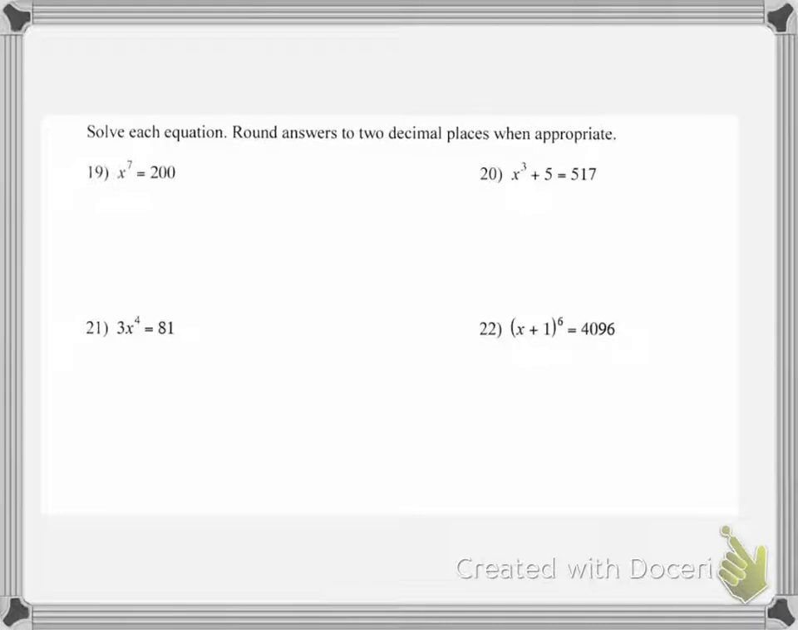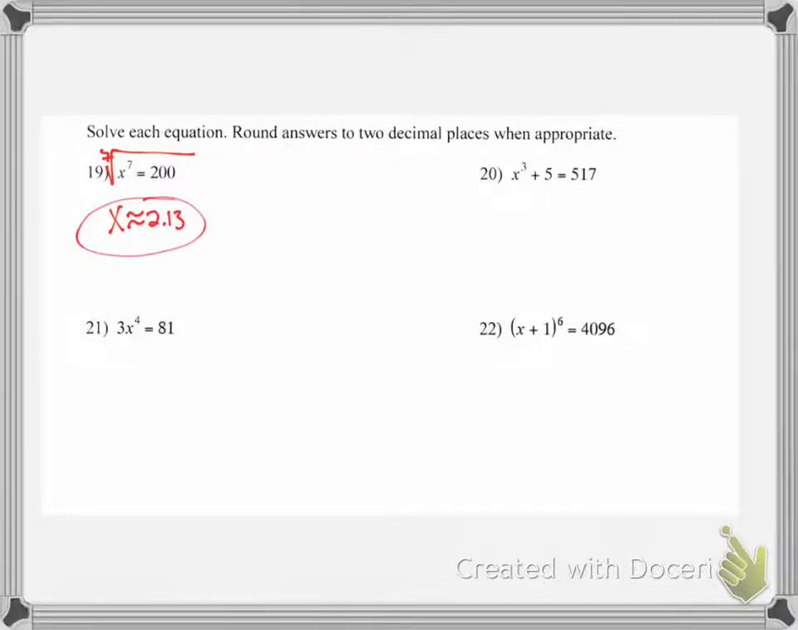So let's start with number 19. x to the 7th equals 200. Not a whole lot to do here. If I want to get rid of a 7th power, that means I have to take a 7th root. So I'm going to take a 7th root of each side, which will get x by itself. Again, odd-numbered root, so I just need whatever the calculator spits out. No plus-minus here. If I take the 7th root of 200 in the calculator, it rounds off to roughly 2.13. So that's all I have to do for that.